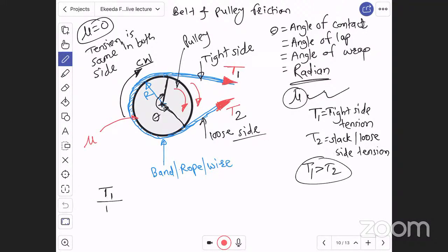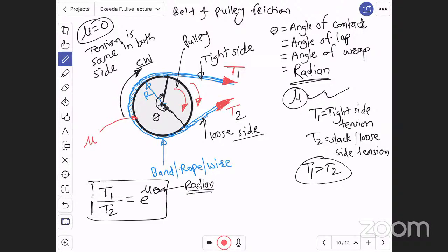tension divided by loose side tension, they are related with e to the power mu theta. This is the relation between tight side and loose side tension. This derivation you are going to see in theory lectures. Here I am only explaining the formula. Tight side tension divided by loose side tension is equal to e to the power mu theta, where this theta must be in radian. Theta must be in radian.